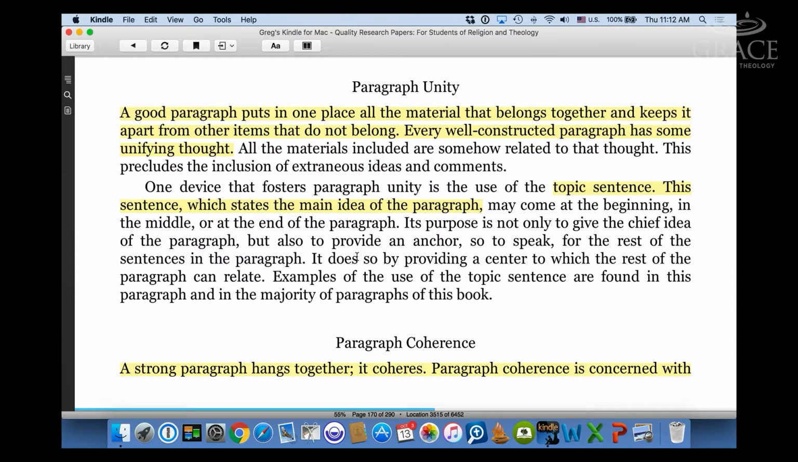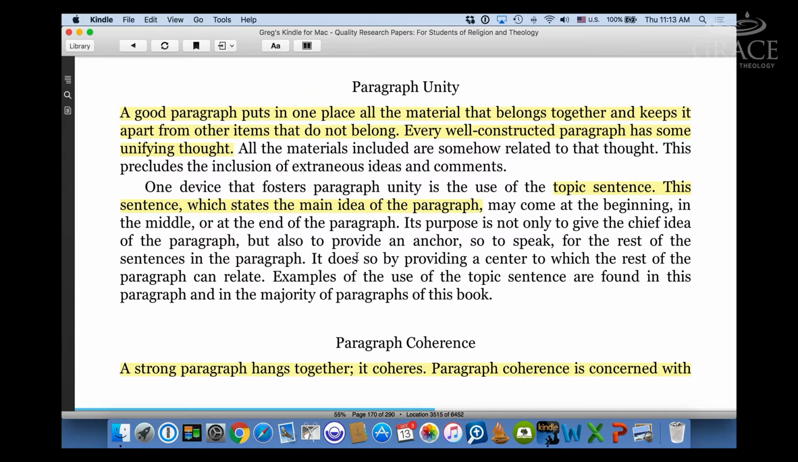A good paragraph puts in one place all the material that belongs together and keeps it apart from other items that do not belong. Every well-constructed paragraph has a unifying thought. So every paragraph has a main idea, and so every paragraph should have a topic sentence that states the main idea of the paragraph. It usually will come at the beginning. However, according to Vhymeister and Robertson, it could be in the middle, it could be at the end, but it's got to be somewhere in that paragraph.